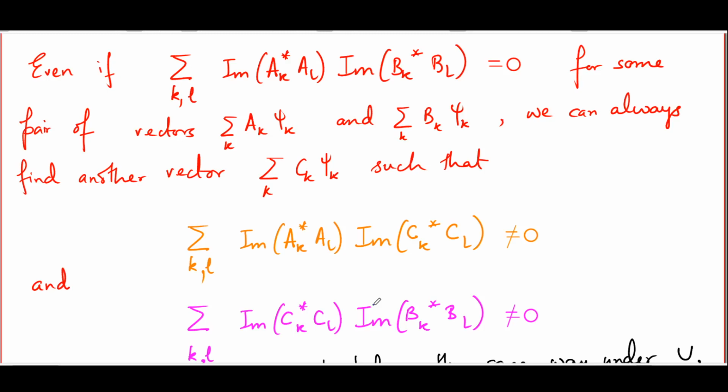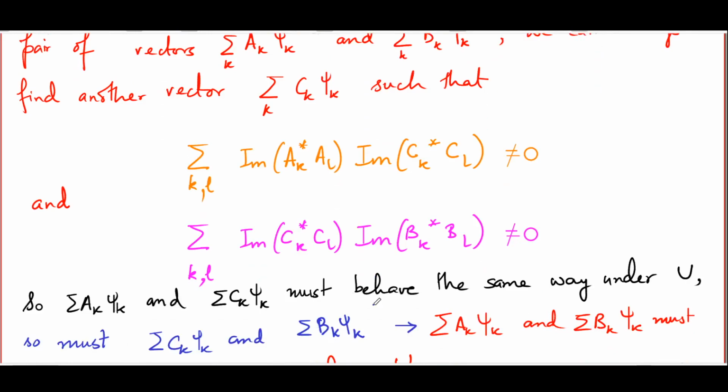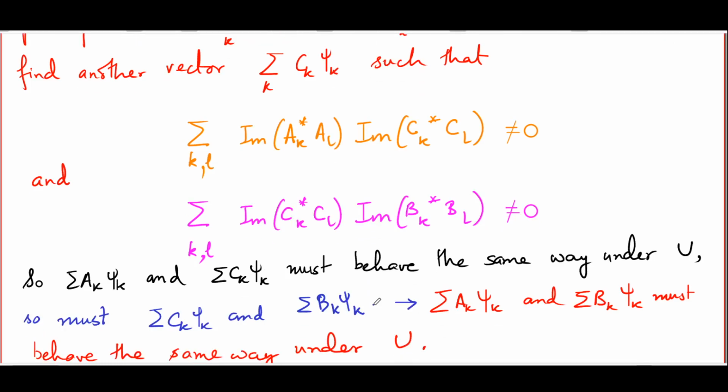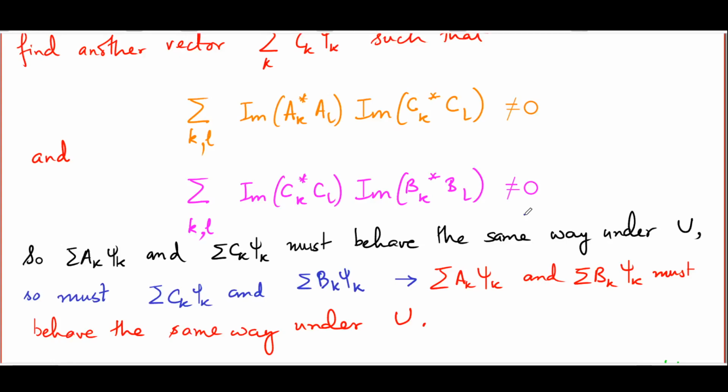But since you don't have the vanishing in the latter two cases, sum over AK psi k and sum over CK psi k must behave the same way under U, and sum over CK psi k and sum over BK psi k must also behave the same way under U. And what that means is that sum over AK psi k and sum over BK psi k, despite satisfying our condition, must behave in the same way under U. In other words, all wave functions must behave either linearly or antilinearly under the action of U. This of course means that we have established that U must be either linear because it acts linearly on all vectors, or antilinear because it acts antilinearly on all vectors.